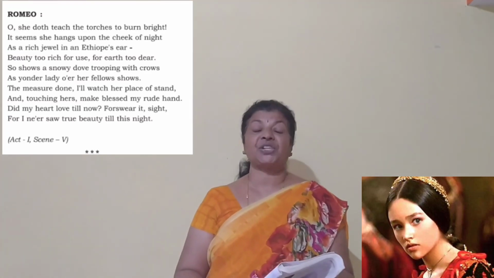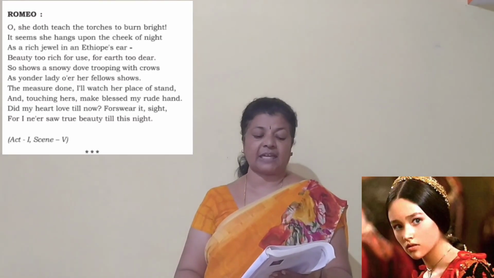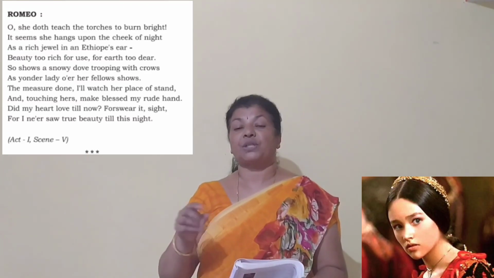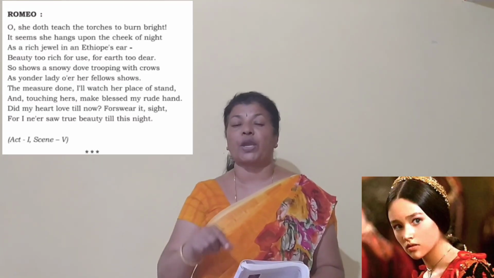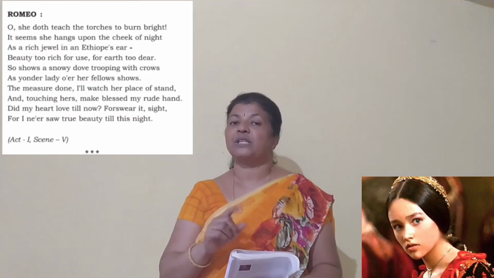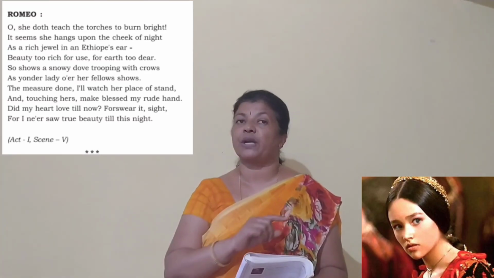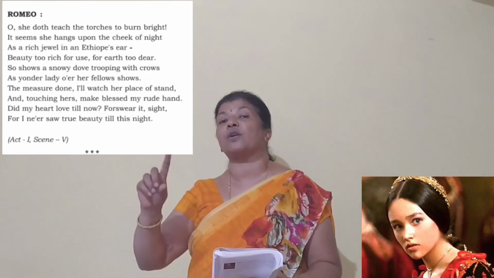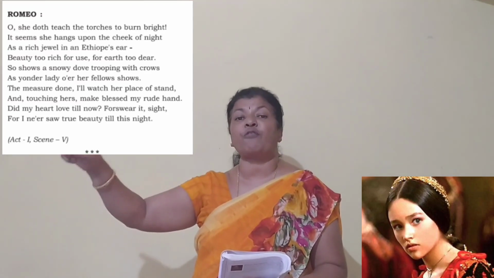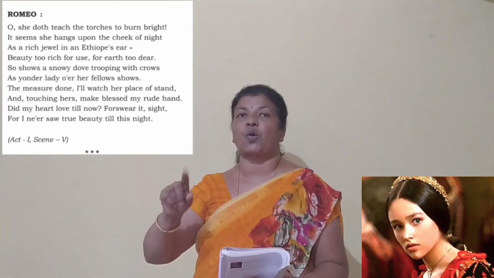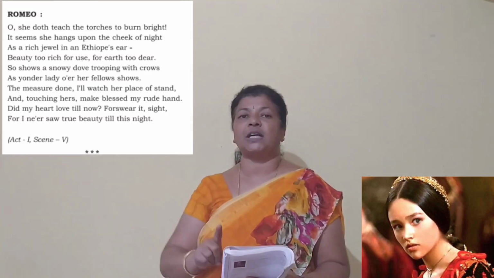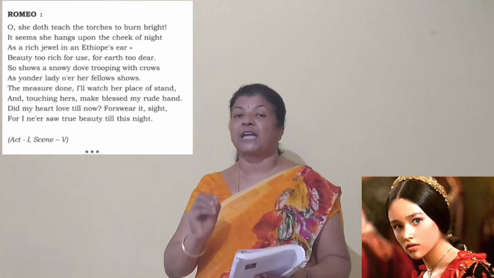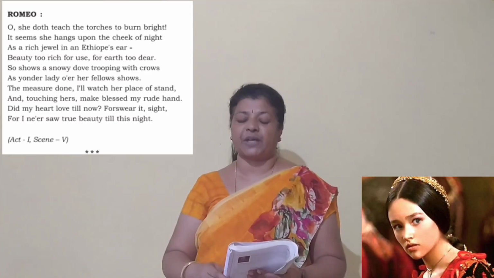Next he says, the measure done, I will watch her place of stand, and touching hers, make blessed my rude hand. What is the measure done here? It is the dance which was going on. The measure done means the dance. After the dance is over, I will watch her place of stand. I'll observe where she's going, I'll keep an eye on her, and I will go where she is resting.